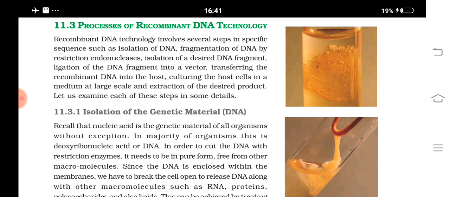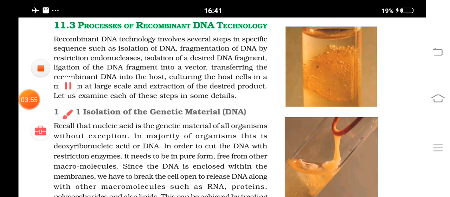First is what? Isolation of DNA. Then that should be cut, using what? Restriction endonuclease. Then we have to identify the desired DNA fragment, then it should be ligated to a vector, then this vector with the desired gene should be inserted into the host, then this host should be cultured at large scale for the extraction of the desired product. So these are the basic steps in the process of biotechnology.